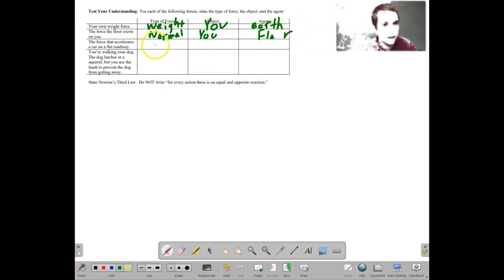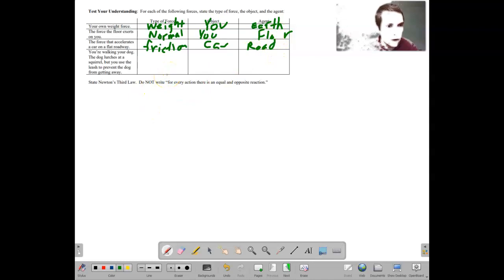The force that accelerates a car on a flat roadway, that is friction. The object is going to be the car. And the agent is going to be the road.